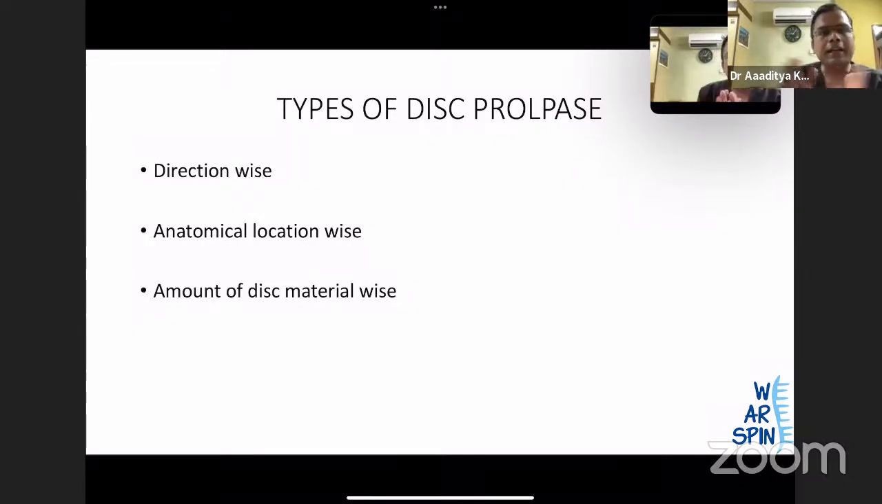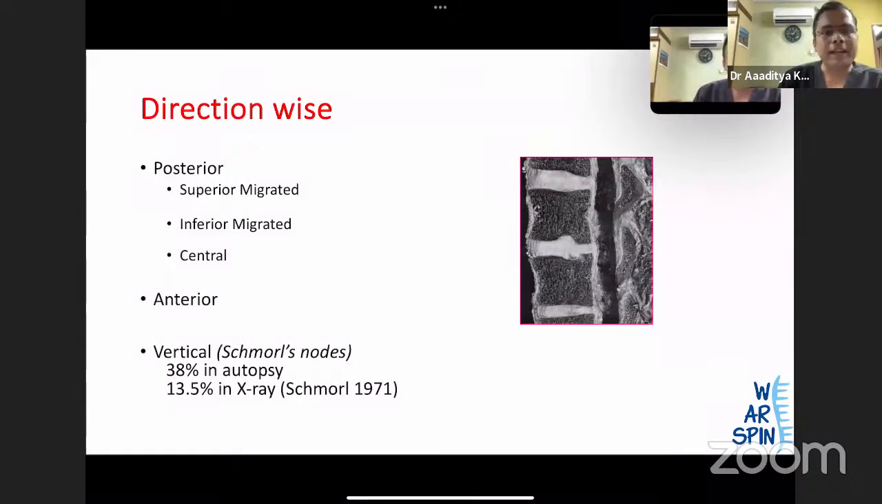So now we'll come to the types of disc prolapse. We can classify disc prolapses in terms of direction, anatomical location, or amount of disc material. Direction wise, what is commonly seen in our daily practice is posterior disc prolapse, which can be further subclassified into superior migrated, inferior migrated, or central. Anterior, we have hardly seen. Vertical, it can happen within the vertebral body, what we call Schmorl's nodes.